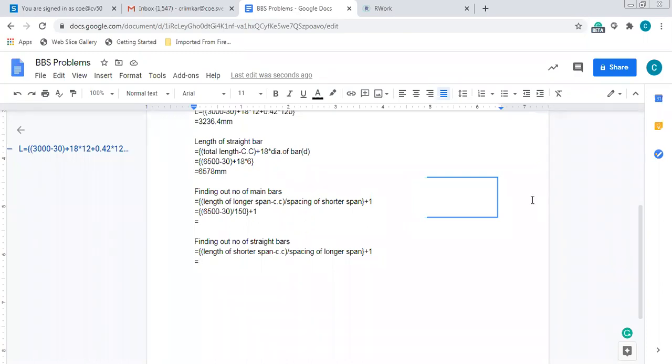Okay, main bars are 44.13, that is around 45 numbers of the main bars. And what about the straight bars? Do the calculations fast. Number of straight bars.